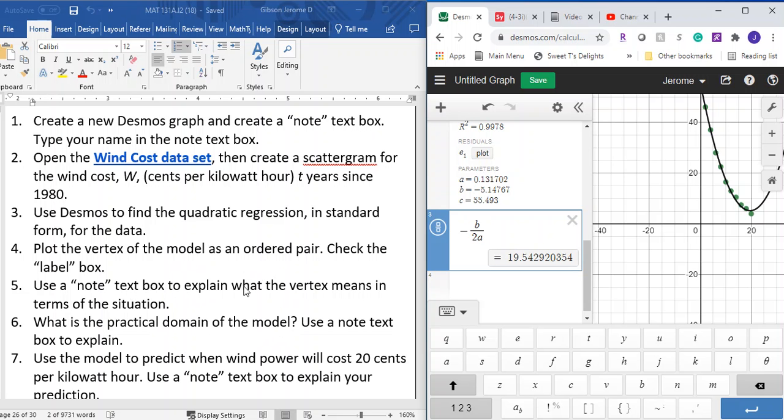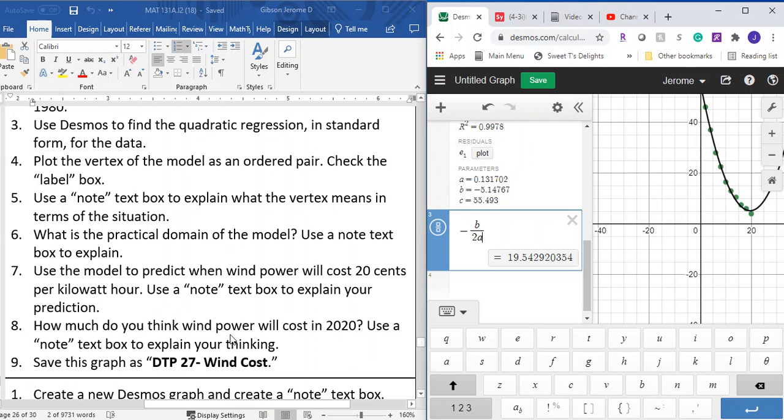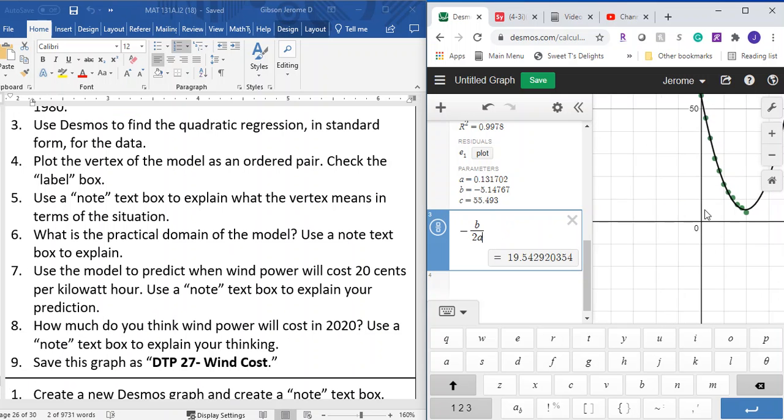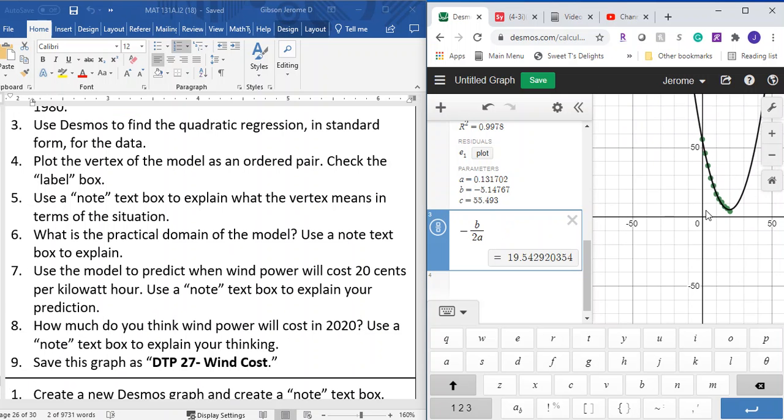Okay, and then you have to use the note text box to explain what the vertex means in terms of this situation. I know you know how to do that. And then what is the practical domain of the model? Okay, look, if you look at this model here, you know you cannot have negative watts of energy. So that is the only hint that I'm able to give you as far as the practical domain. You cannot have negative watts of energy. Now it says use the model to predict when wind power will cost 20 cents per kilowatt. So you know how to solve that equation.